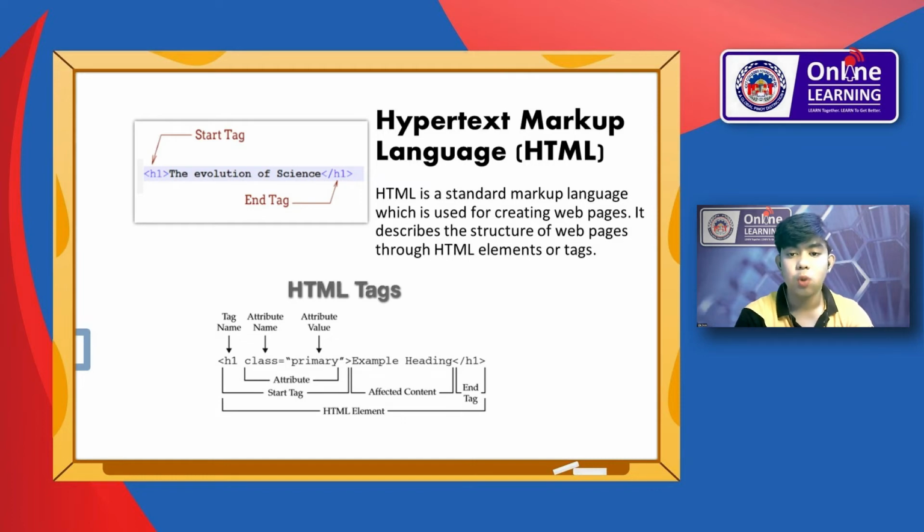Hypertext Markup Language or HTML is a standard markup language which is used for creating web pages. It describes the structure of web pages through HTML elements or tags. As you can see in the picture, here is an example of HTML tags. HTML tags are composed of a start tag, affected content, and the end tag. For the start tag, we have the tag name, attribute name, and the attribute value. These tags are used to organize pieces of content such as heading, paragraph, table, image, and more.